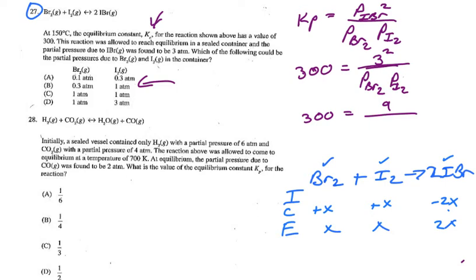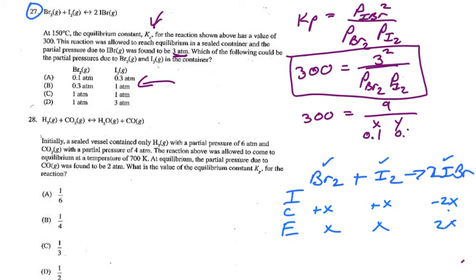I'm tempted to just plug in numbers here. So I've got the general expression, and we know that 3 squared is 9. That was the equilibrium pressure of IBr. And so we've got some numbers down here, and I'm tempted to go x and y because they may not be the same. So let's see in A, if this is 0.1 and this is 0.3, let's see if that works out. 0.1 times 0.3 is 0.03. And then we'd have to do 9 divided by 0.03 and see if that turns out to be 300.